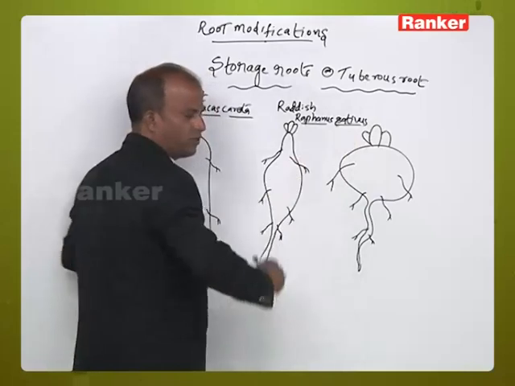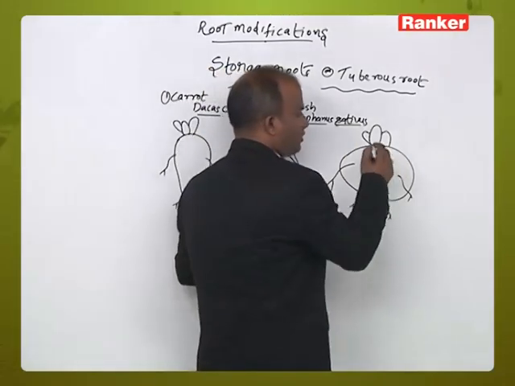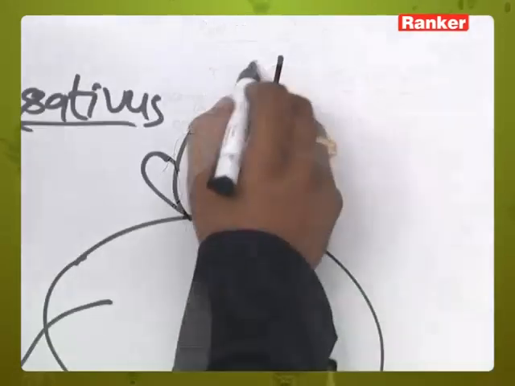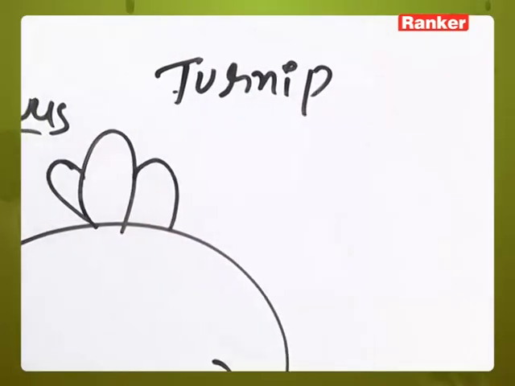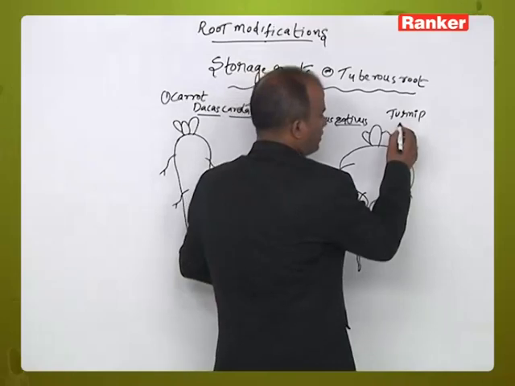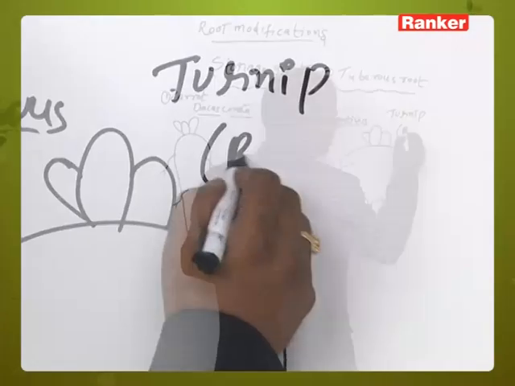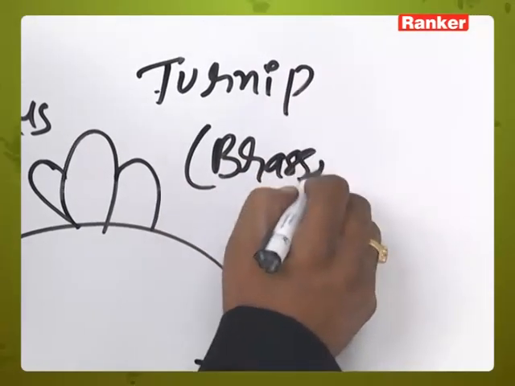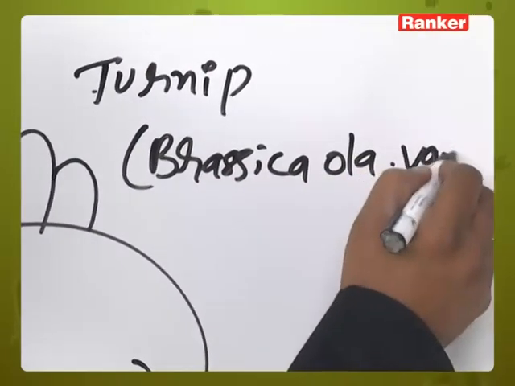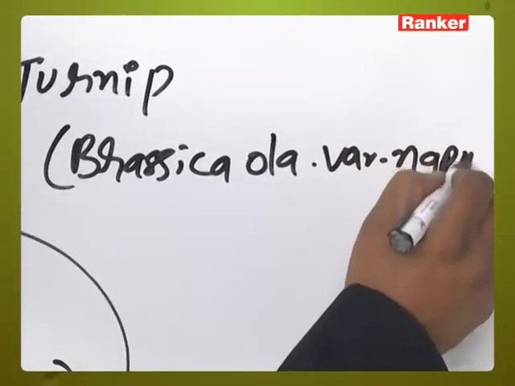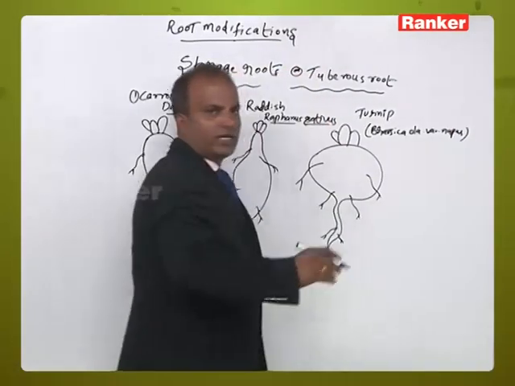And what is the common name of this root? That is turnip. What is the scientific name of turnip? That is Brassica oleracea variety napus.